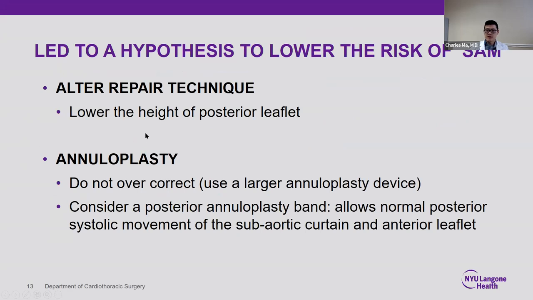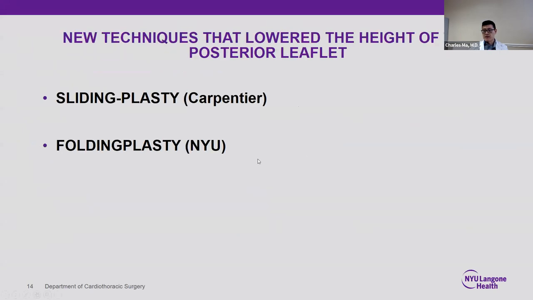So this led to a hypothesis at NYU. How can we reduce the risk of SAM after repair? Well, we can lower the height of the posterior leaflet. And for the annuloplasty, we can transition from a ring to a band so that we don't overcorrect or reduce that annulus. And I'll show you that in a video here.